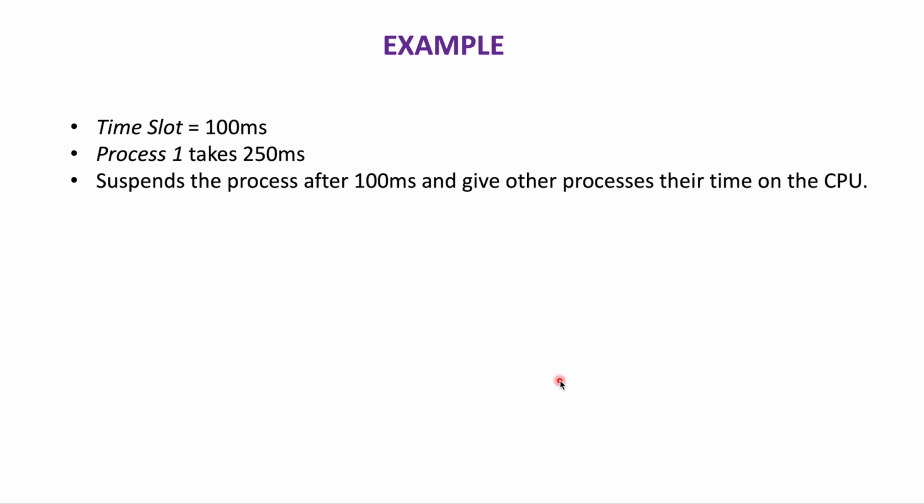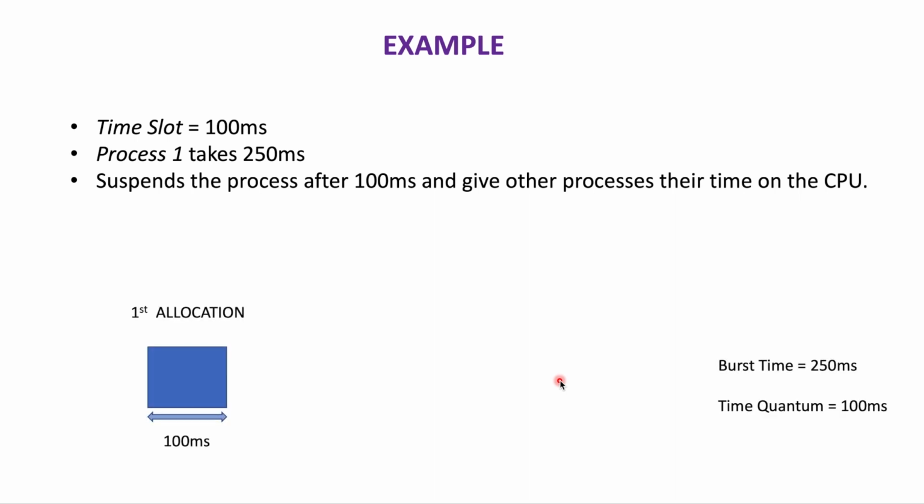So let's take one example to understand the concept better. Take a random process that takes 250 milliseconds to complete, which implies the burst time is 250 milliseconds. Let the time slice or time quantum for each process be 100 milliseconds. This means the process would require 3 quanta of CPU allocation to complete its execution. So the first allocation happens for 100 milliseconds for process P1.